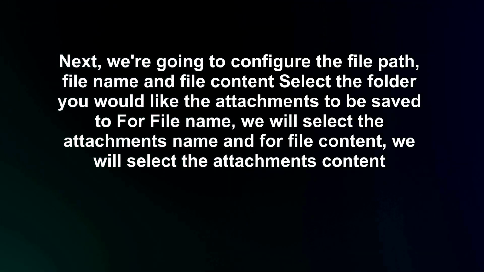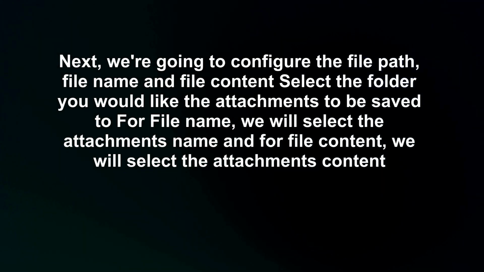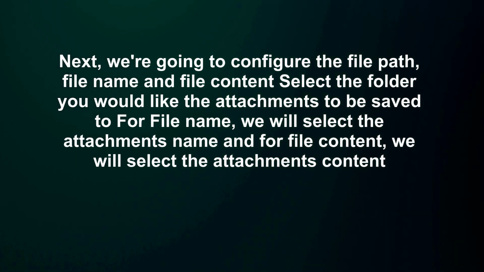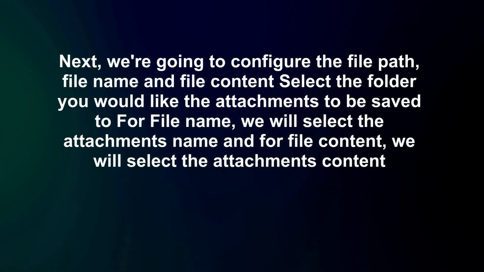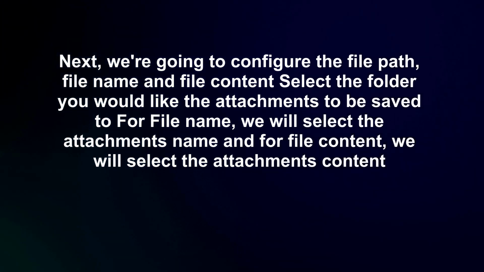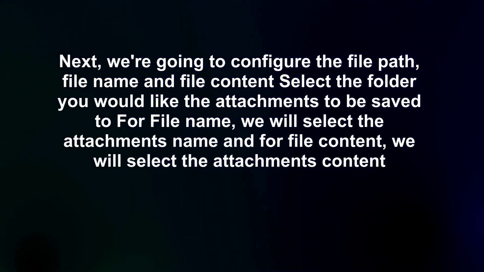Next, we're going to configure the file path, file name and file content. Select the folder you would like the attachments to be saved to. For file name, we will select the attachment's name, and for file content, we will select the attachment's content.